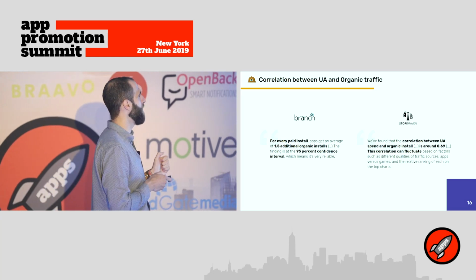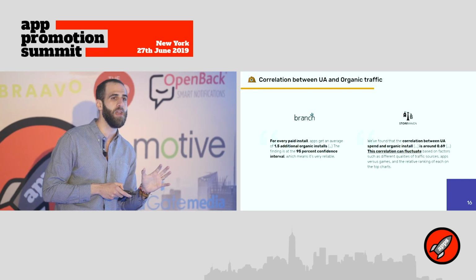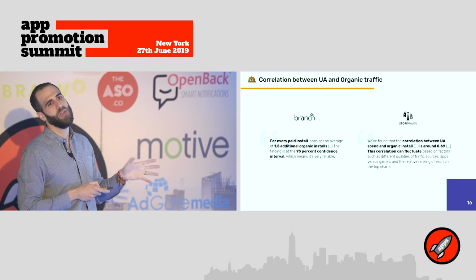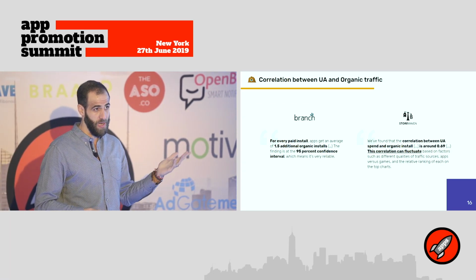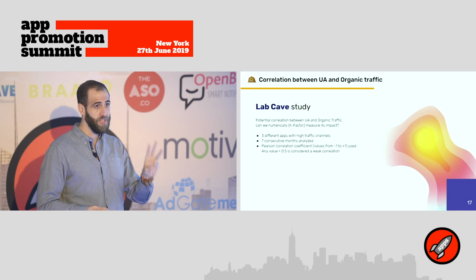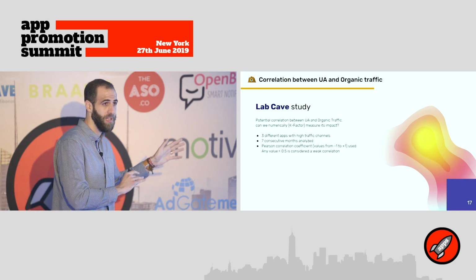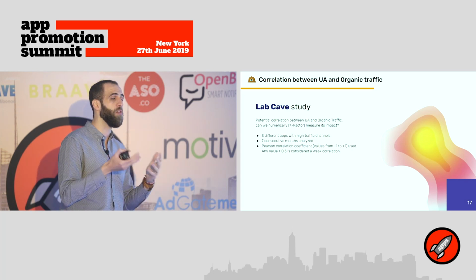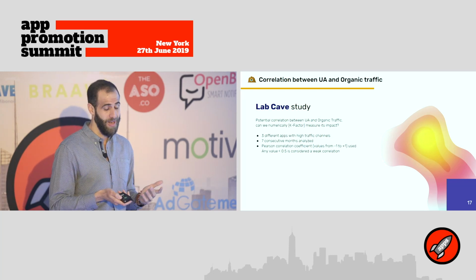And StoreMaven, they don't go that far, but they say that there is a correlation of 0.69, but this correlation can fluctuate. There are factors that account for it. What we did at LabCave is we did another study where we analyzed just 3 apps, because it takes a lot of time to do that, but at least I'm going to give you guys an idea of what happens here. Everyone tells you that there is a correlation between paid and organic traffic. Well, I will show you now the reality, or at least what we found at LabCave.